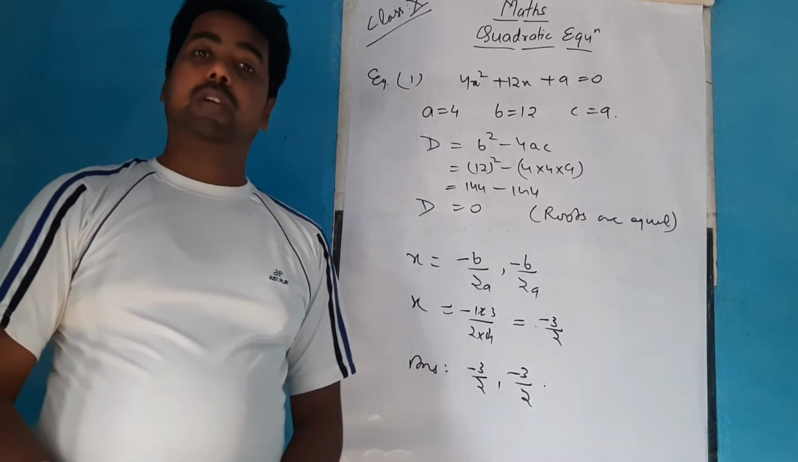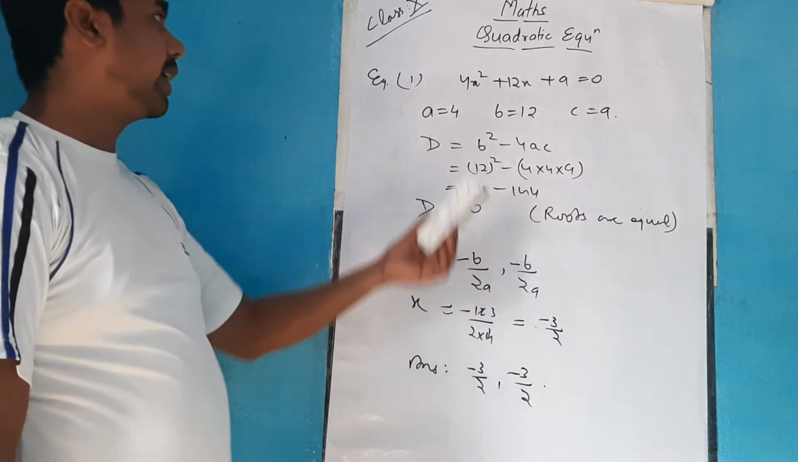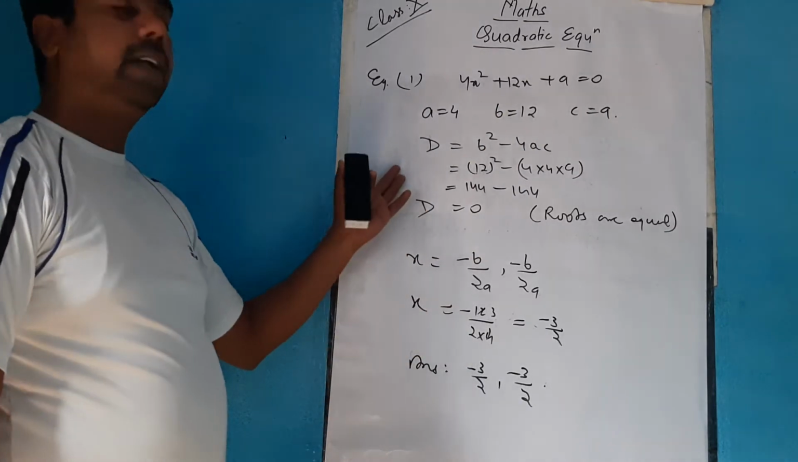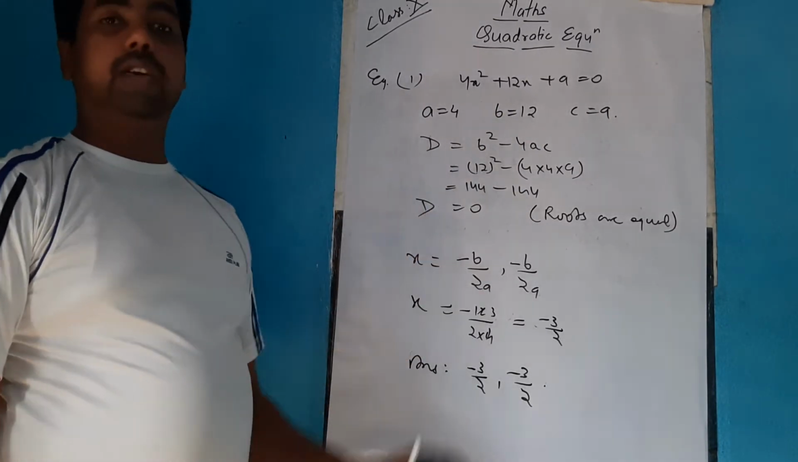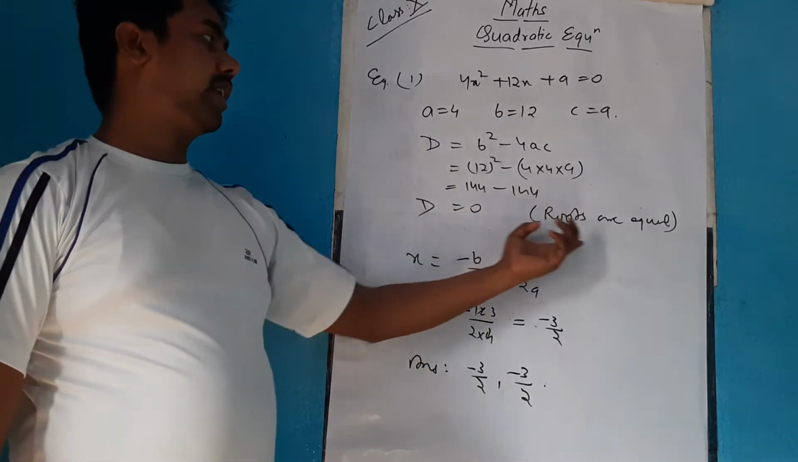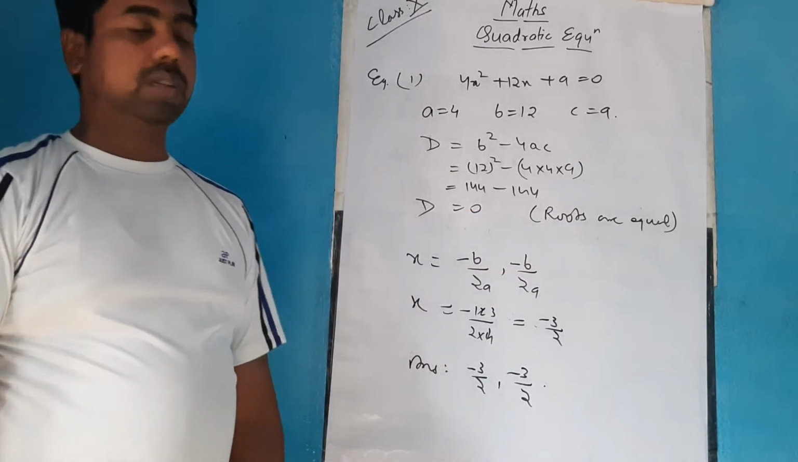In this way you will get your answer. I am repeating it again. First get the value of a, b and c. Then find the value of D. After getting the value of D, you will decide in which category it is going to lie. As here D is equal to 0, you will conclude that roots are equal.